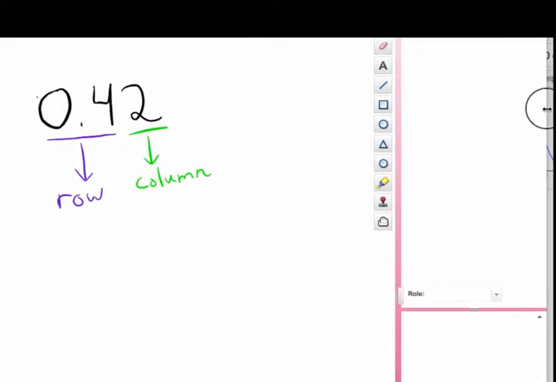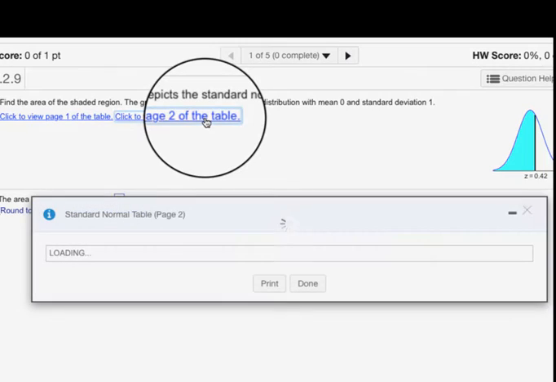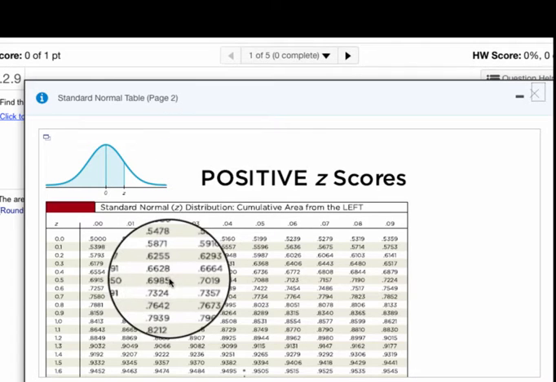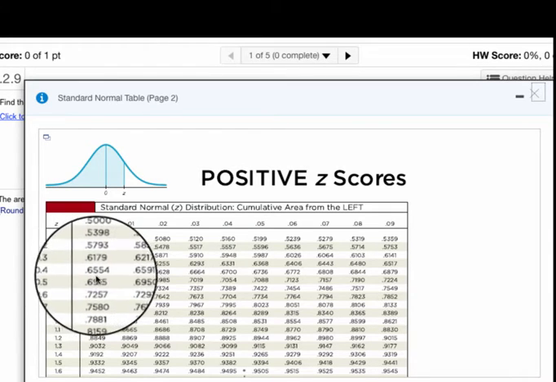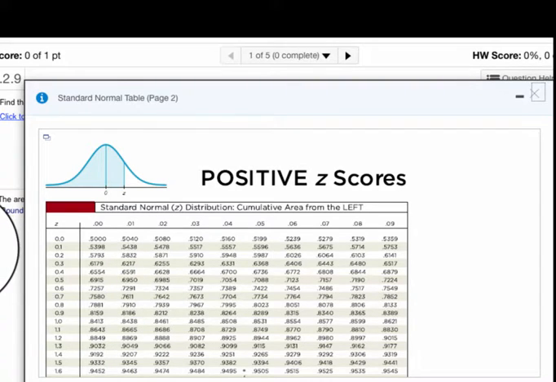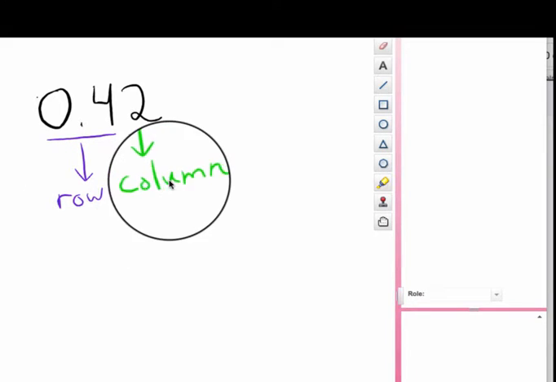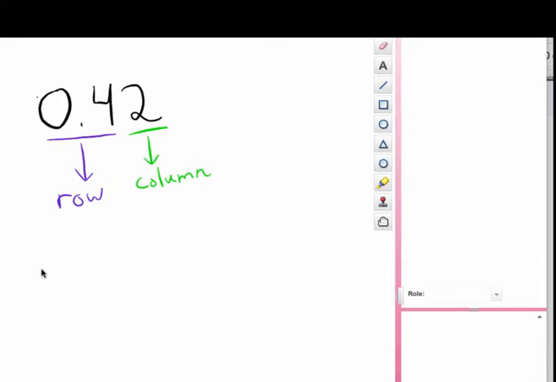Looking back at our table, on page 2, because this is a positive z-score, we see the 0.4 row here and the 2 column here, indicating the area is 0.6628. You will notice that by default, most of these will round directly to 4 decimal places.